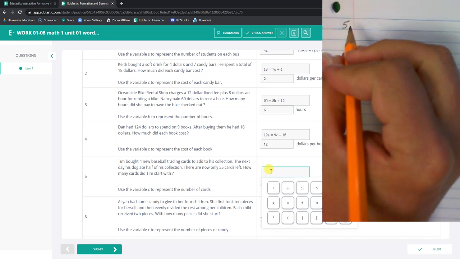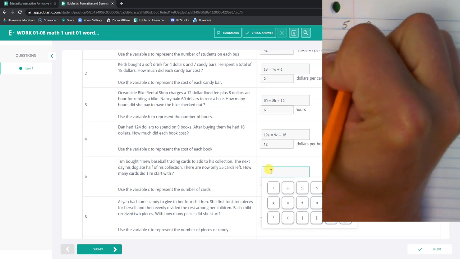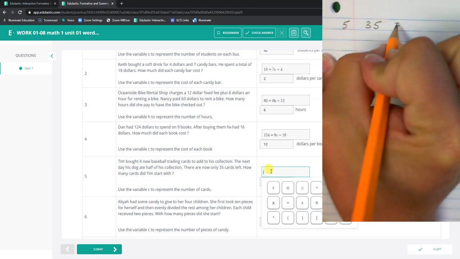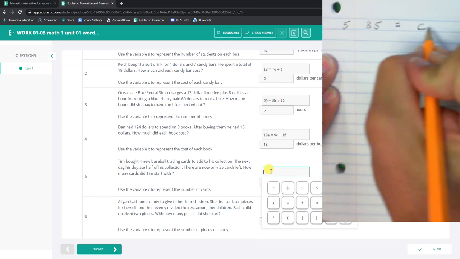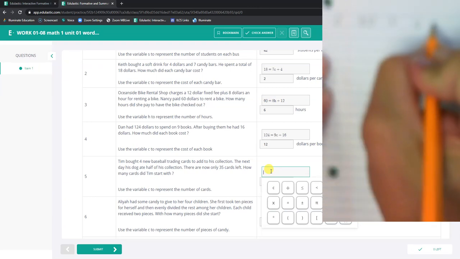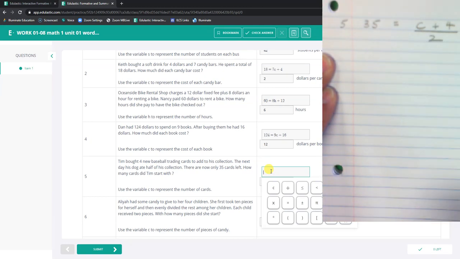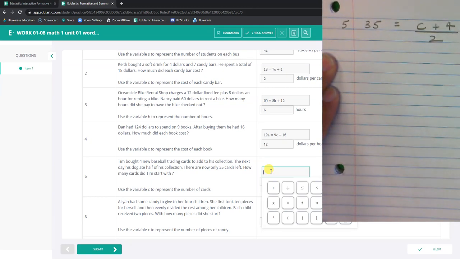Tim bought 4 new baseball trading cards added to his collection. The next day, his dog ate half of his collection. Now there are only 35 cards. Okay, so 35 equals, how many did he have to start? He started with C, and then he adds 4 to it, and then what happens to the whole thing? Boom. It gets cut in half because his dog eats half of them.